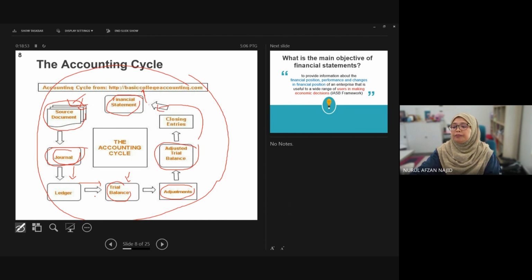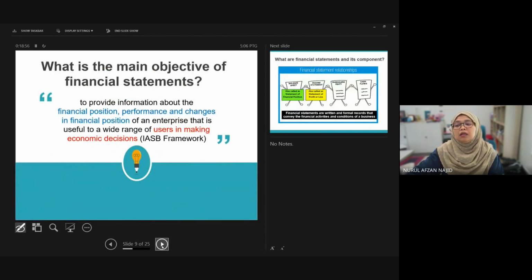Okay, alright. Then kita ada what is the main objective of financial statement? Kenapa kita perlu bersusah payah untuk kita prepare the financial statement? Bukan senang untuk kita nak prepare financial statement, starting from the source document, nak kena journalizekan dia, nak kena prepare ledger and so on, nak kena buat trial balance and so on. Okay, sebab apa? Sebab kita nak provide information to the users of the accounting information about the financial position, about the performance of the company, about the changes in the financial position of that particular enterprise that is useful to a wide range of users in making economic decision.